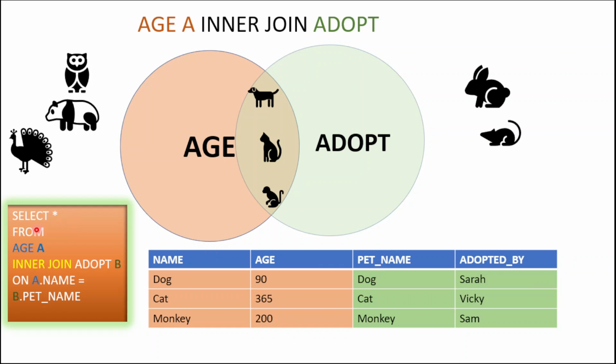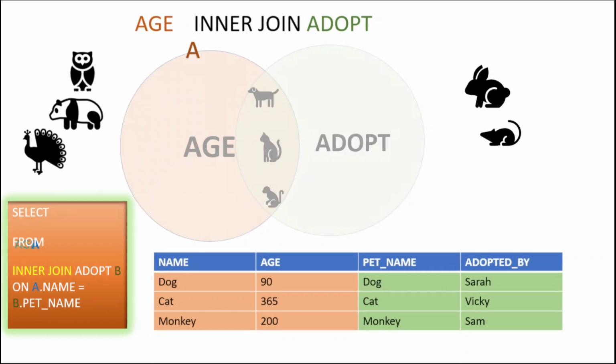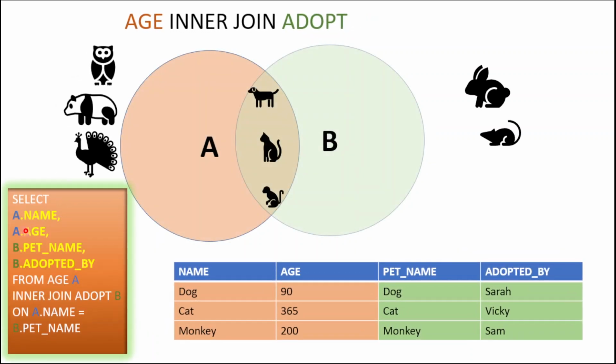Now, how do you write this query? You say select everything from age, that is our left table, and join it with our right table, that is our adapt table, and you assign aliases A and B. And how do you want to join this? You want to join this on name and pet name of both the tables, which is nothing but the primary keys. You can also rewrite this query in a different way, simply by specifying what columns you need.